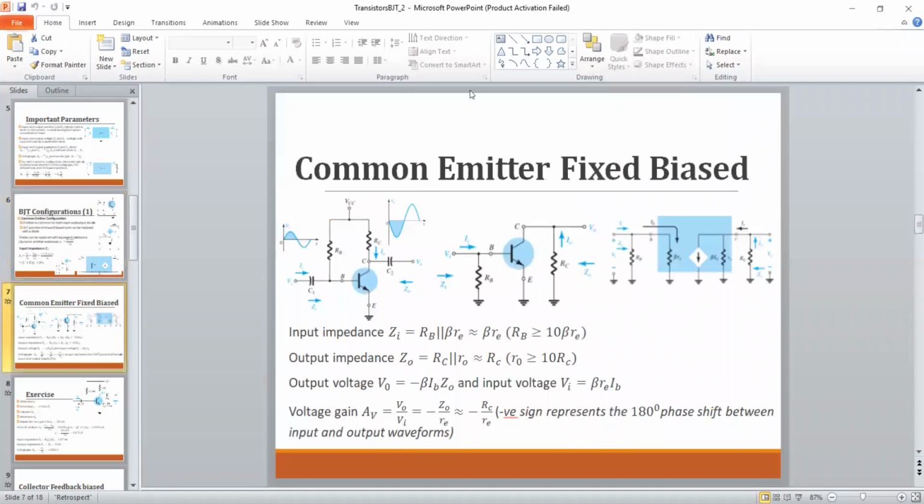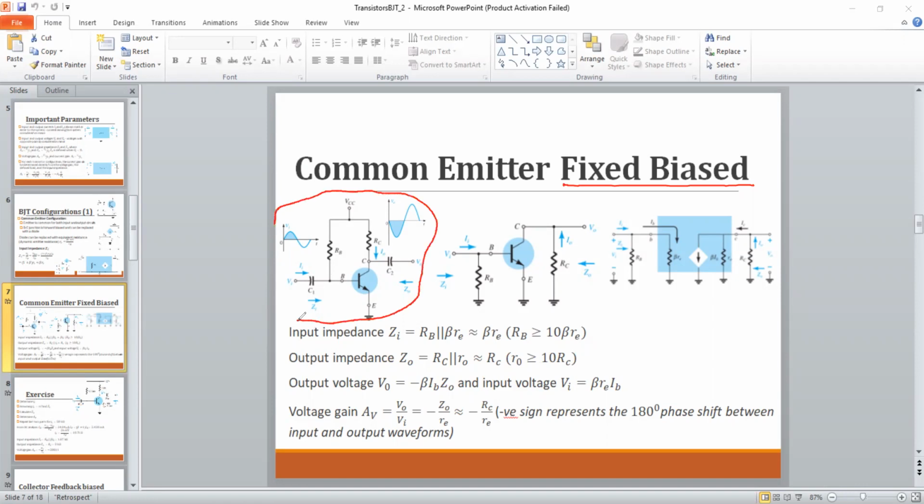Okay, now we'll start with the common emitter fixed bias scenario. Common emitter configuration is where your emitter terminal is common for both input and output side. We use this very simple biasing technique called fixed bias. In fixed bias, we have the base resistance simply connected to the source. We just take a portion of the supply voltage and apply it to the base through this RB. So this is the circuit.